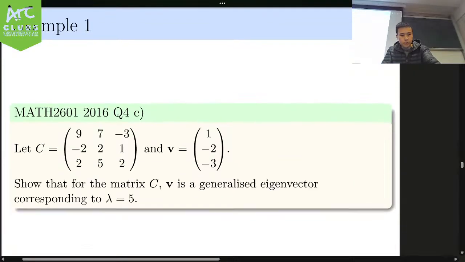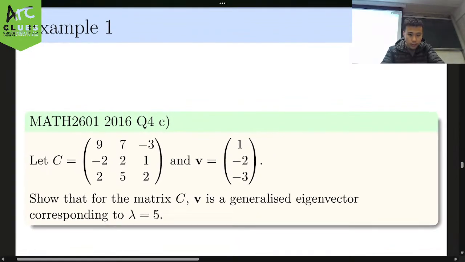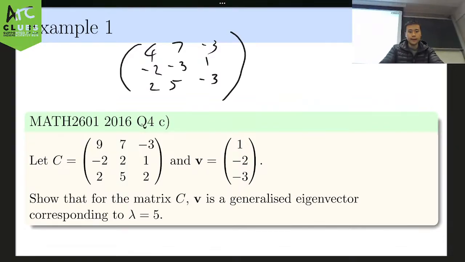Okay, so show that this is a generalized eigenvector. So we have to subtract 5 off the diagonals. So 4, -3, -3. Okay, so what can we do with this?